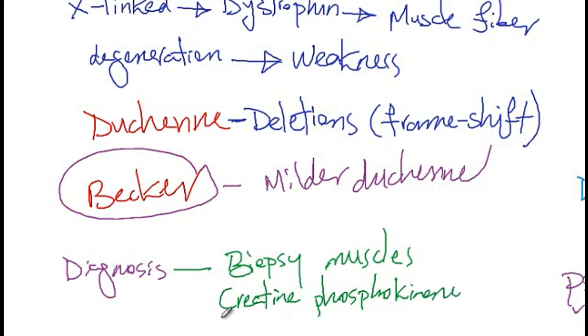So creatine phosphokinase is the enzyme that is abundant in the skeletal muscles and the cardiac muscles. So due to the degeneration of these muscles, the levels of creatine phosphokinase would be elevated in these patients. And that concludes our discussion.